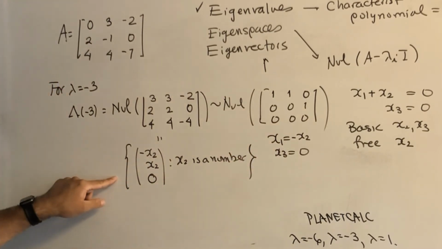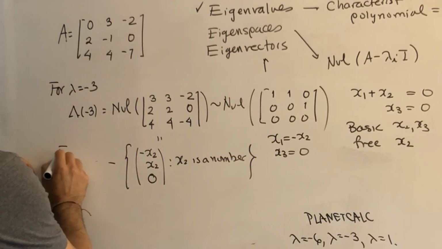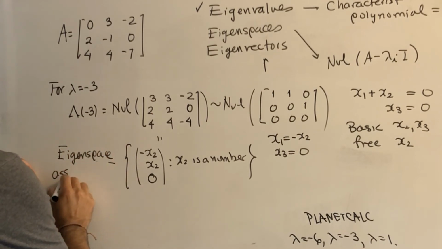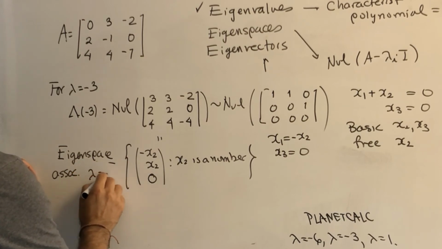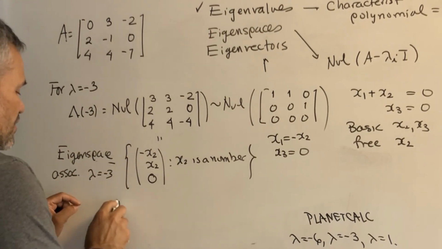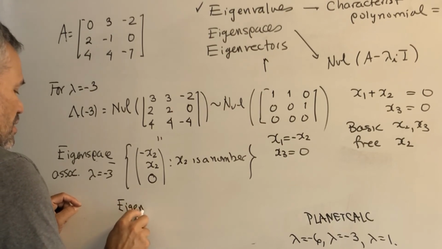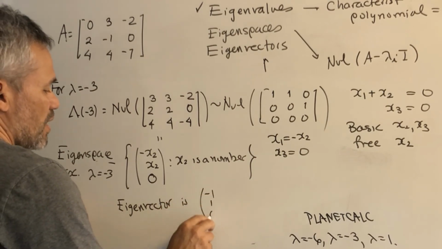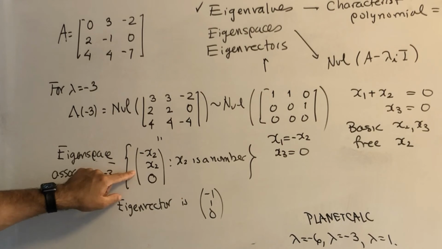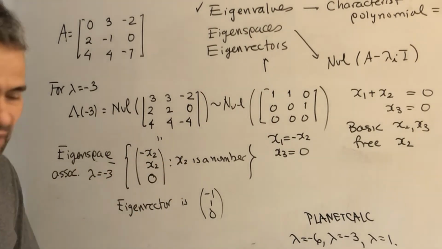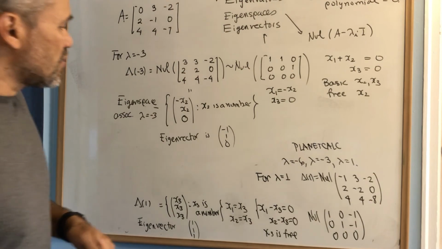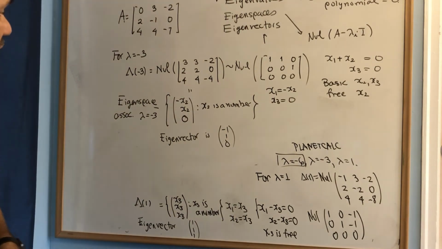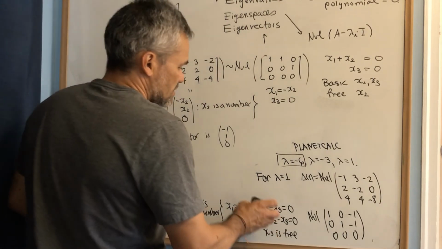This is the eigenspace associated with lambda equal negative 3. And an eigenvector is going to be the vector negative 1, 1, 0, which is the generator of this line, if you are thinking that our numbers are the real numbers. Finally, let's compute the last eigenspace. Then for lambda equal to negative 6.